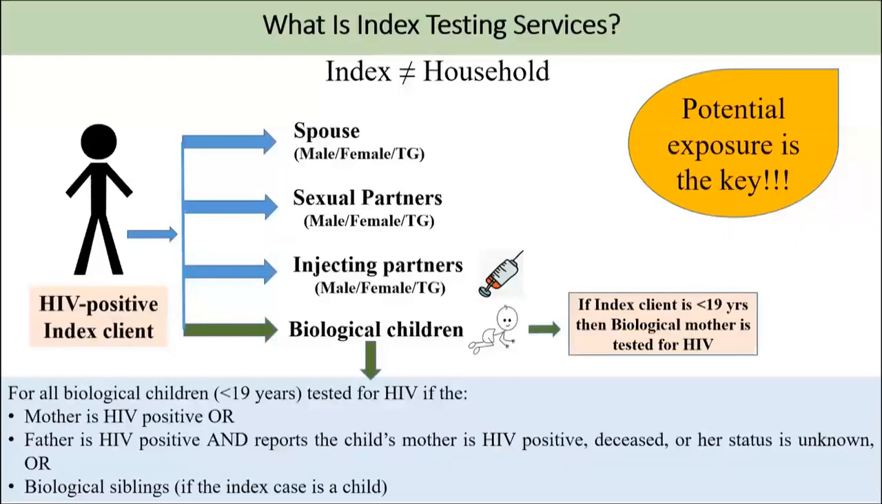If the spouse status is not known, or the spouse is deceased, she has expired, then we will also inquire about the less than 19-year-old children of the HIV positive male. Then if the index case is a child, we will inquire about the biological siblings as well. This is how we make the contact list for the index.